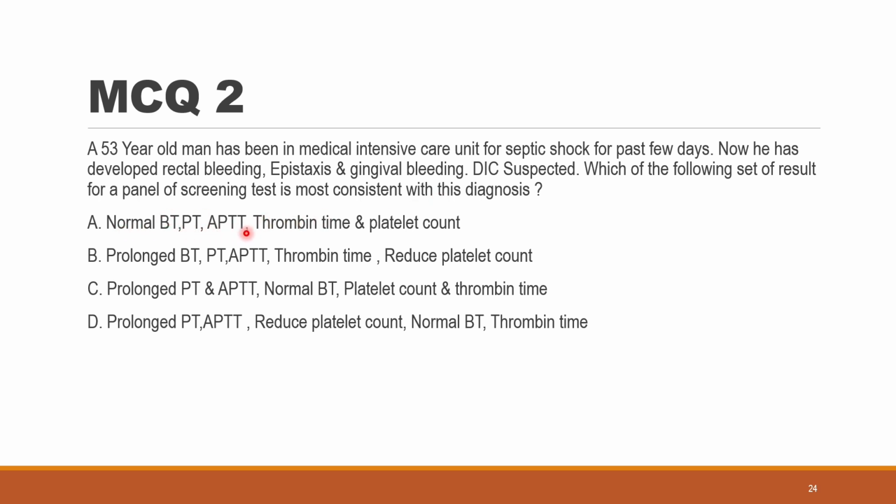Normal bleeding time, PT, APTT, obviously not, because if it's normal, then it's not a bleeding disorder, right? Prolonged bleeding time, yes, can be seen because of thrombocytopenia. PT and APTT are prolonged, yes, because the coagulation factors are consumed by the clot. Thrombin time will increase and platelet count will reduce. So this is the right answer. This panel will indicate that the patient could have DIC. Because of reduced platelet count, bleeding time is increased. Because of coagulation factor consumption by clot, PT and APTT will be increased. So this is the right answer.